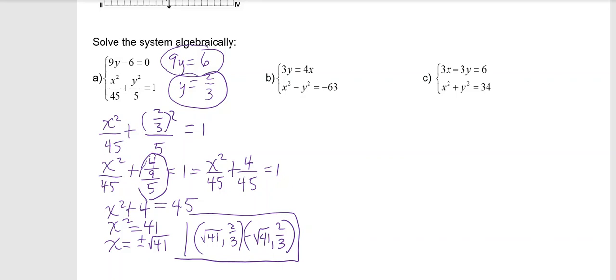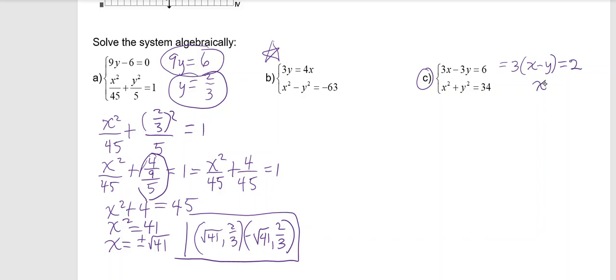Okay, which one of these do I want to do now? I think I'm going to do C, and then you can do B, and then go back up and verify algebraically the circle and quadratic we graphed a minute ago. So let's do this one. What are we going to do? This is a circle and a linear equation, right? So let's factor out a 3 here. That's going to give us x minus y equals 2.